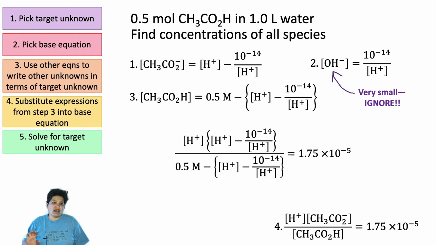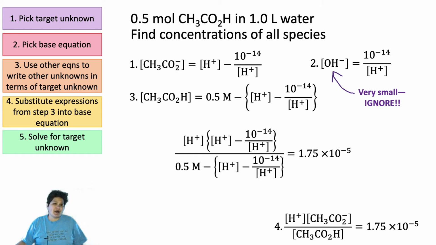The reason I say that is because we are in an acidic solution and we know we're going to have a lot of H plus, and that means by definition we're going to have a very small amount of OH minus. Again, this is an assumption. Anytime you make an assumption, you have to check that assumption after you've solved for all your concentrations and see if it was a good assumption. If not, you have to go back and figure out a different assumption.